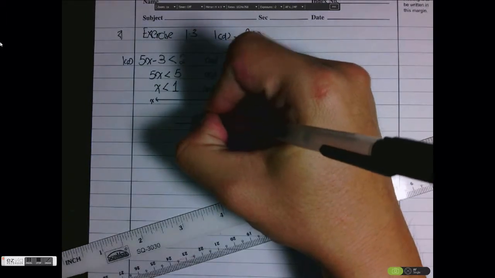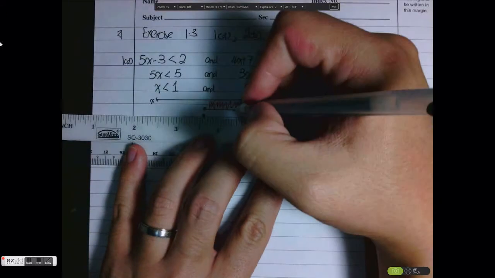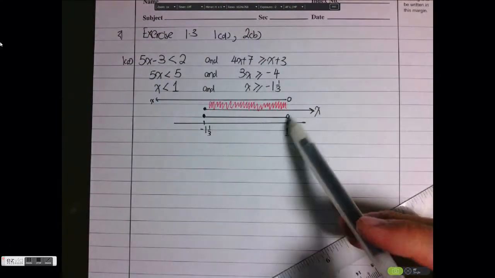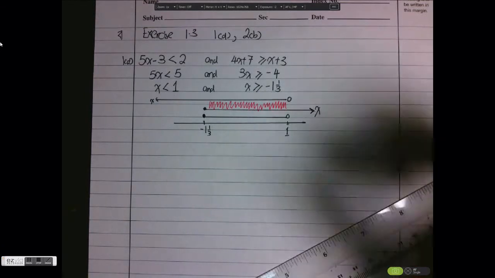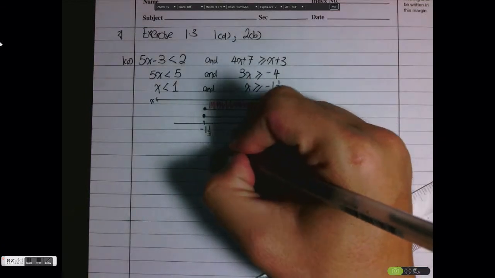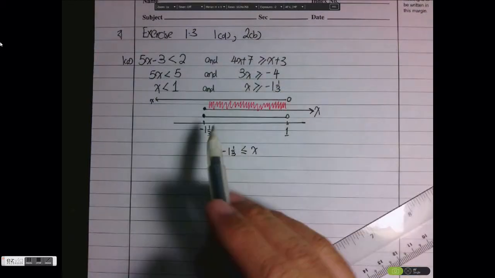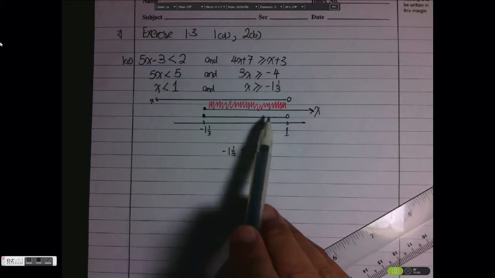Now we have to translate this back into an inequality. How do I do that? Notice that for this guy here, I say x is greater than or equals to negative 1 and 1/3, and it goes all the way here to 1, and it is also less than 1, and that is question 1D.